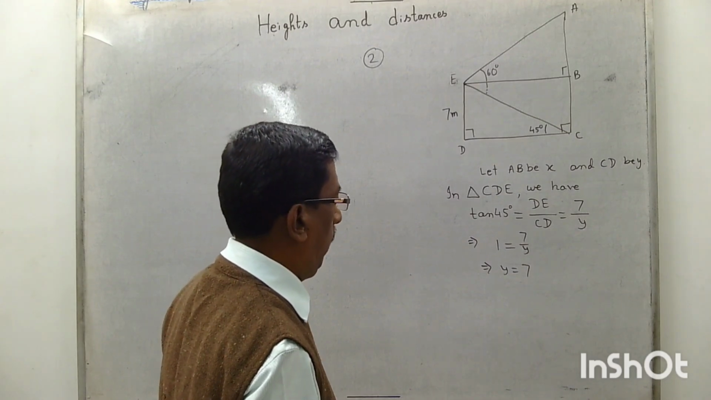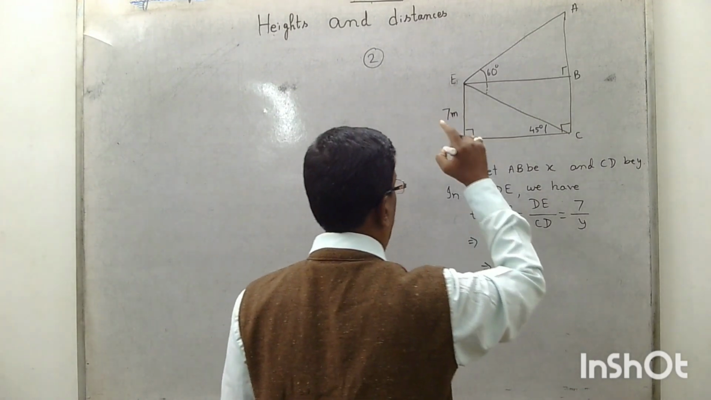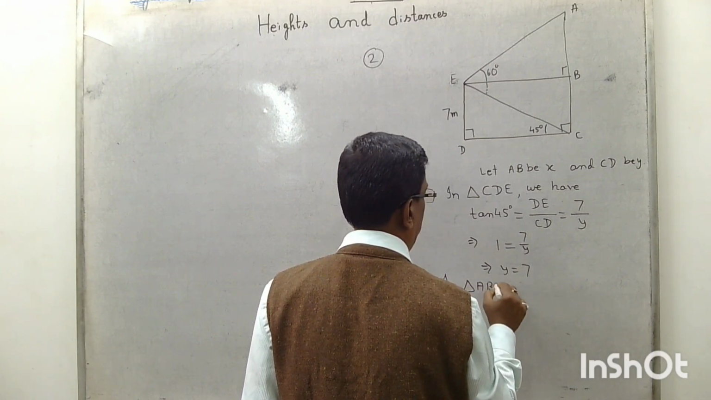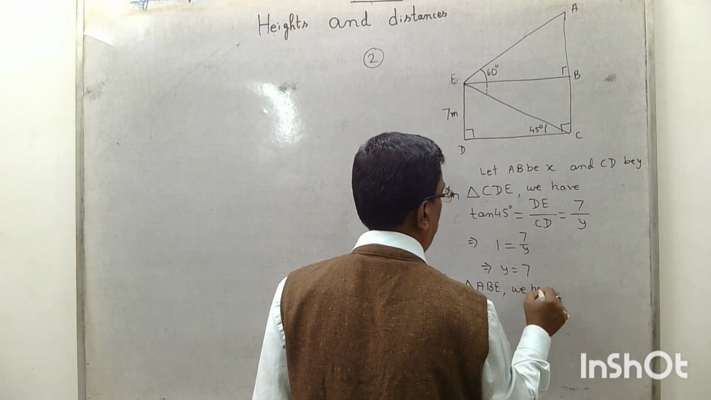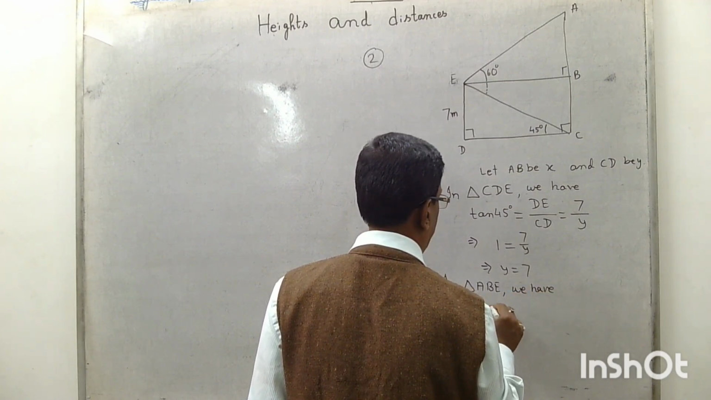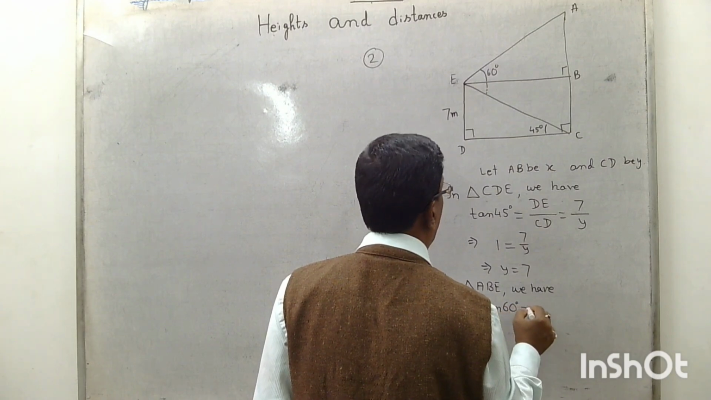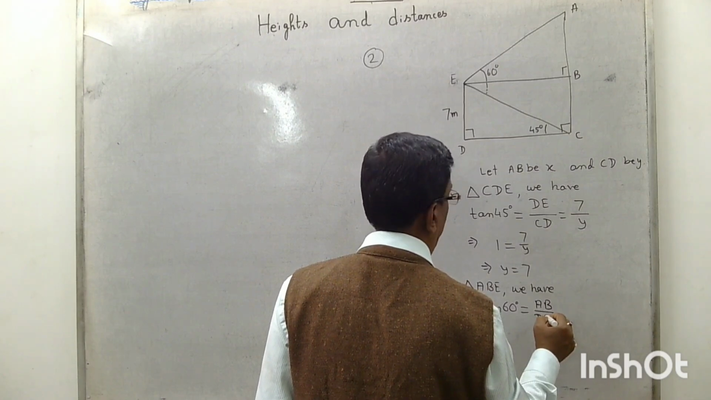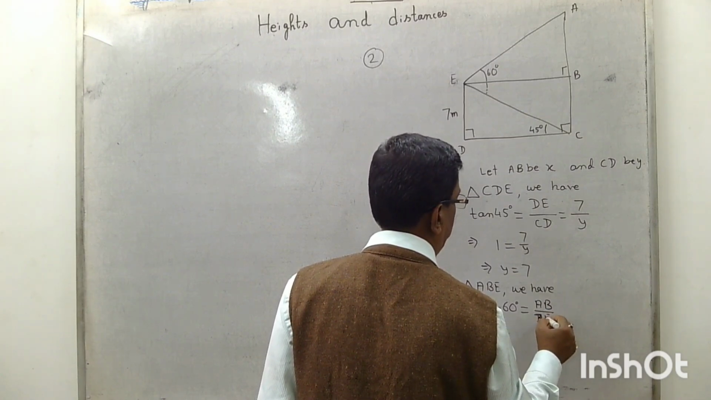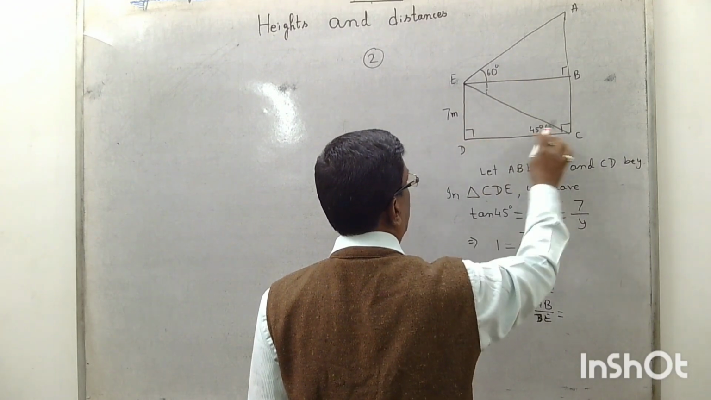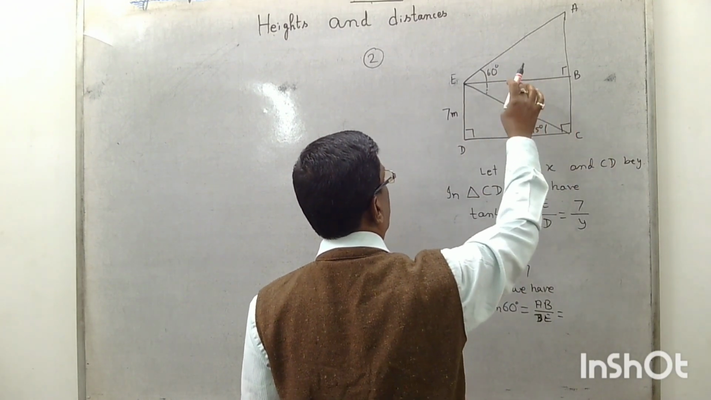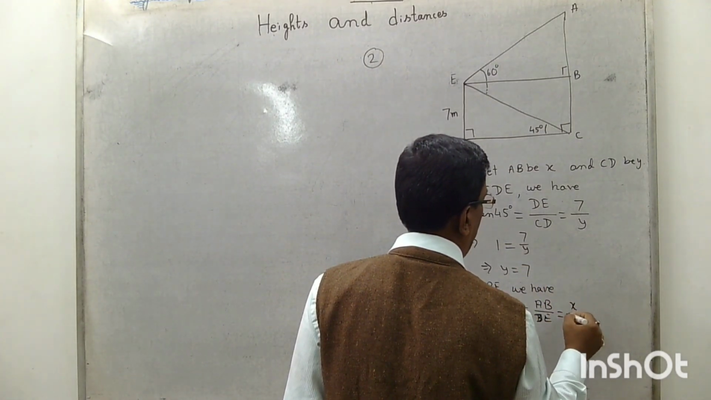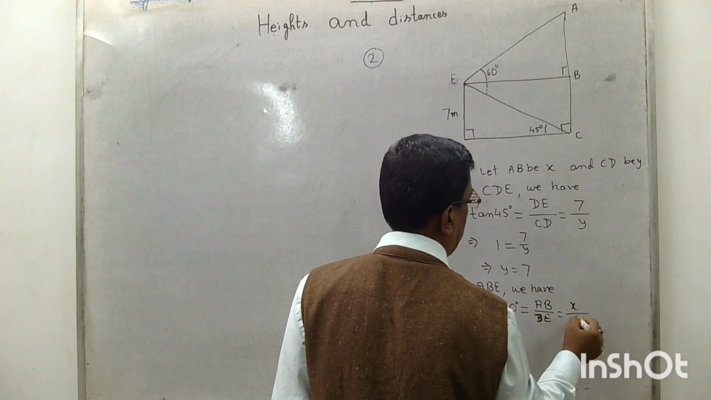Now, in triangle ABE, we have tan 60 equal to AB by BE. Now this BE is equal to CD. CD is Y, so BE is also Y, and the value of Y is 7. So in case of AB I write X, and in case of BE I write 7.